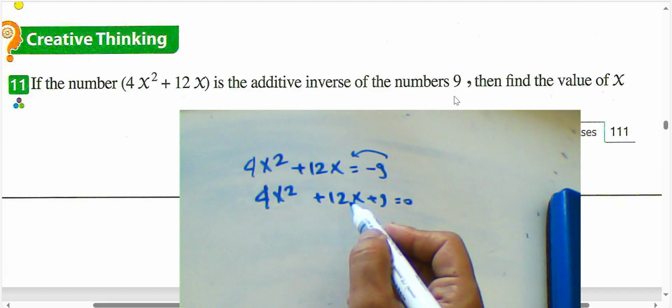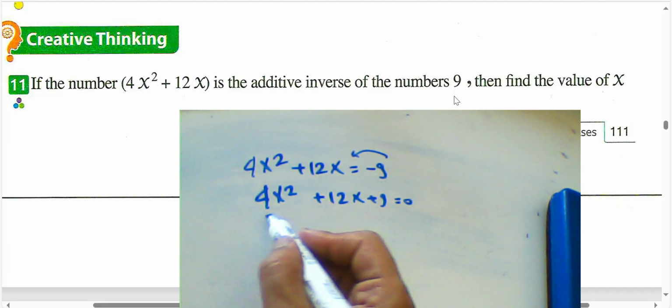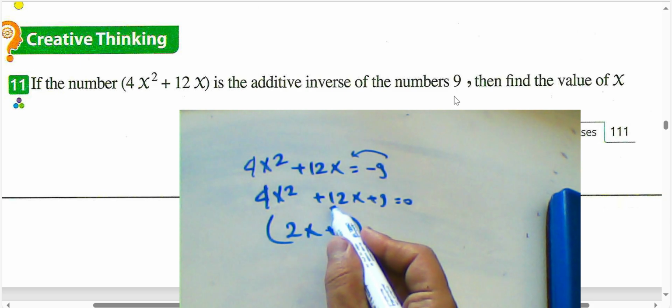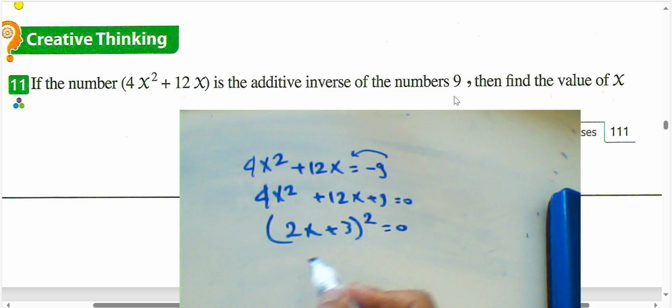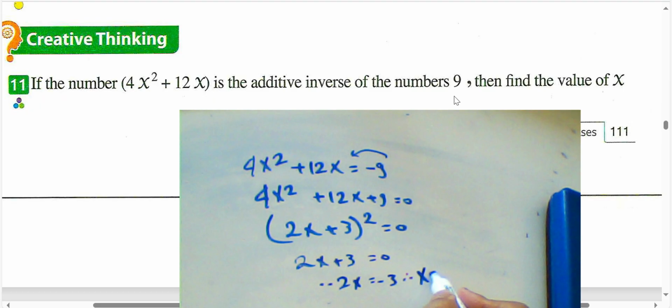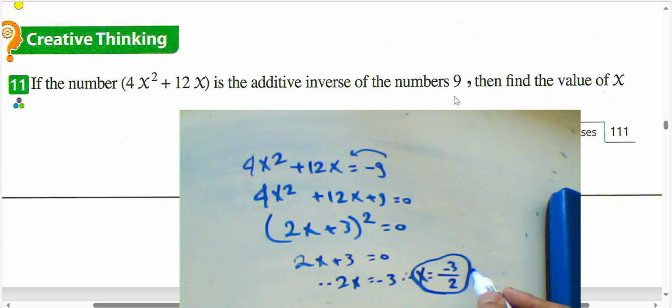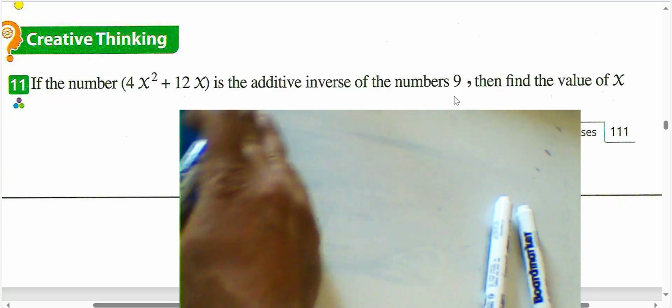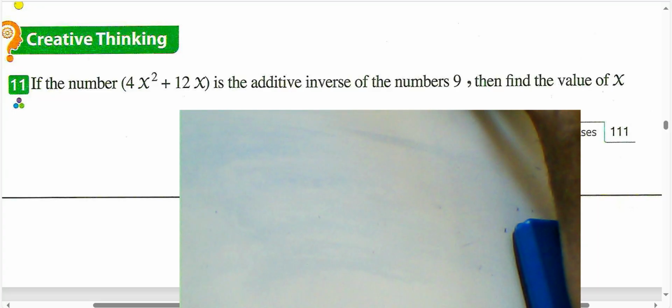Then this expression we call it perfect square. You can write square root of the first and the third and the sign of the middle, all power 2 equals 0. We can take square root left hand side, right hand side. Then 2x plus 3 equals 0. So 2x will be equal to negative 3. Then the value of x equals negative 3 over 2. Okay, then the value of x equals negative 3 over 2.